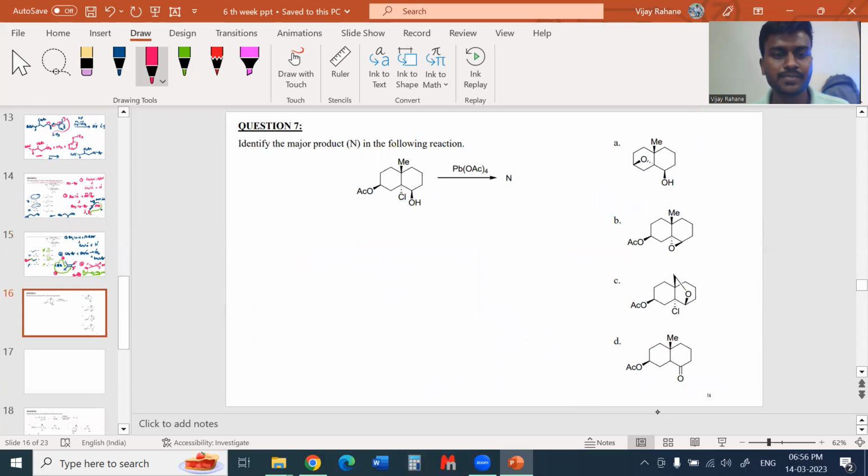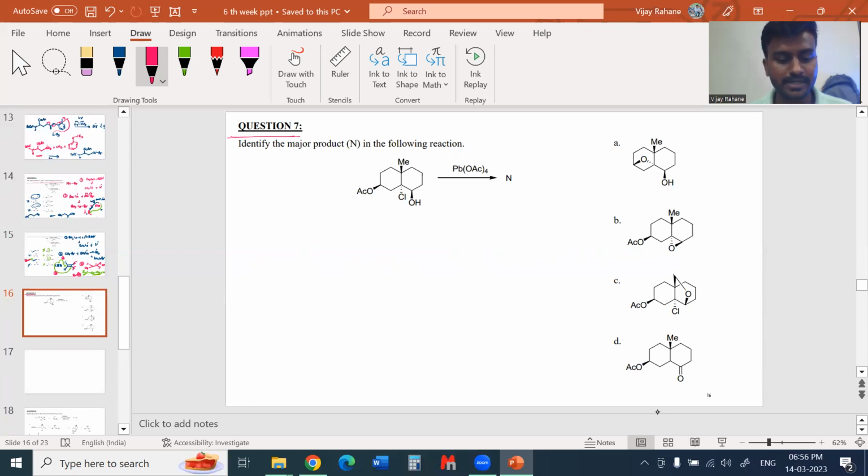Question 7. Identify the major product N in the following reaction. So they have given a starting material which contains a hydroxy group, chlorine as well as OAc, and reacted with PbOAc4. Which major product forms in this reaction? They have given 4 options. So we need to go step by step through the mechanism, right?